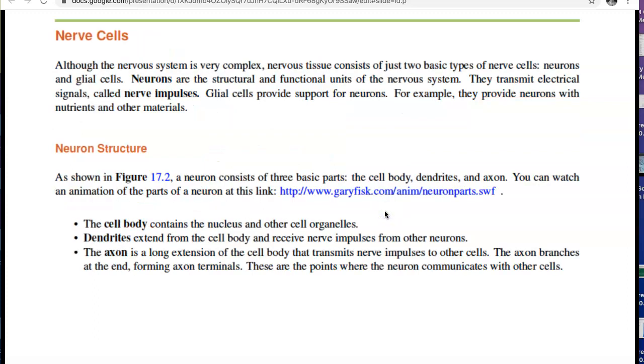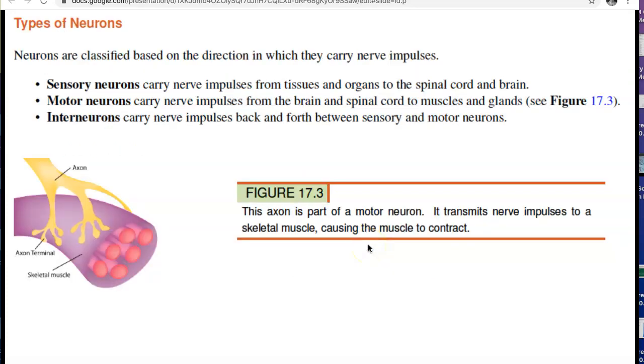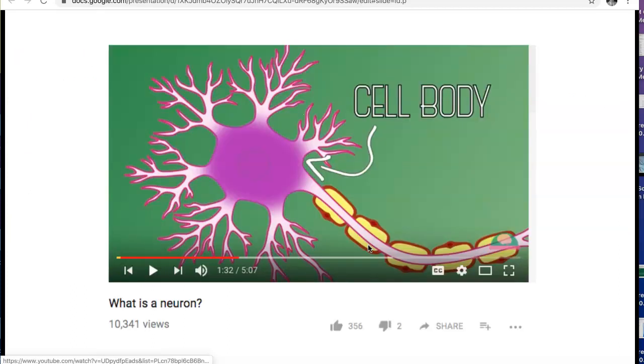So let's read over what nerve cells are, what neurons, the cell body, the dendrites, the axon. We just did that. There are several types of neuron. There are sensory neurons, which take impulses from the tissue and the organs to the spinal cord and the brain. Then there are the motor neurons, which carry it the opposite way. And take a look at what interneurons are.